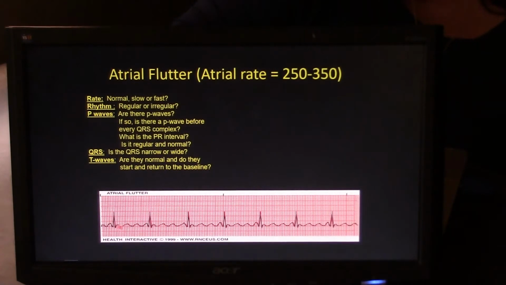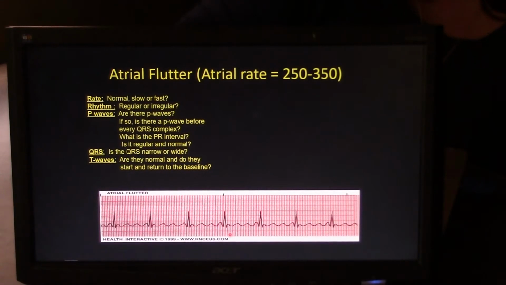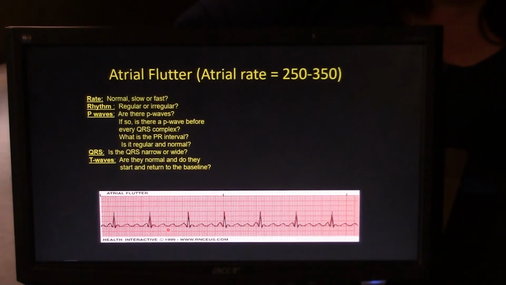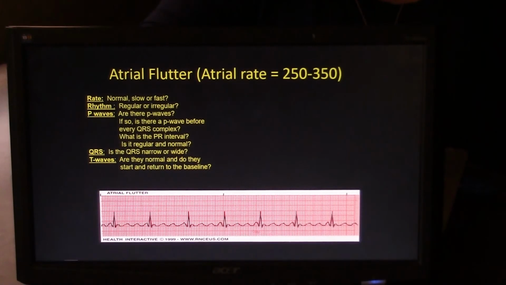But what we do have here is a sawtooth configuration. If you count the number of flutter waves, 1, 2, 3, 4, you have 4 flutter waves in between these QRS complexes, and it's pretty consistent. This is atrial flutter 4-to-1, technically. Because the flutter waves are a little bit larger in the electrical signal, you really can't define your ST segment.